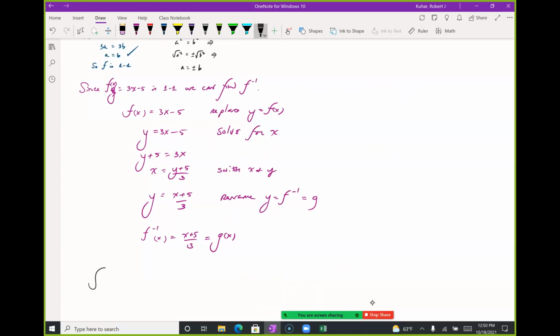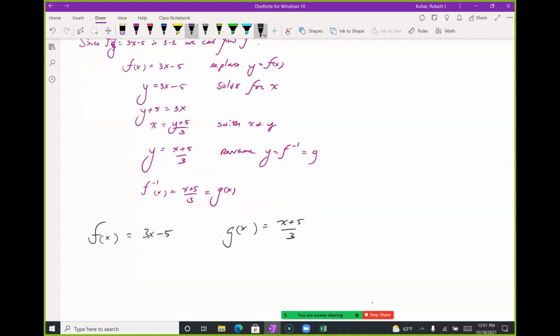So I've got my f of x, 3x minus 5, and I've got my g of x equals x plus 5 over 3. I want to just double check them real quick. Not prove that they're inverses, but just demonstrate that it seems to be an inverse. Someone give me something in the domain of f. 4. Thank you. So f of 4 is 3 times 4 minus 5. That's 12 minus 5. That's 7.